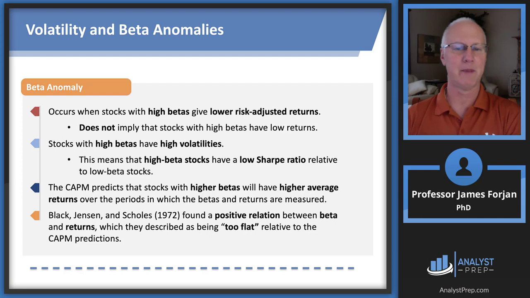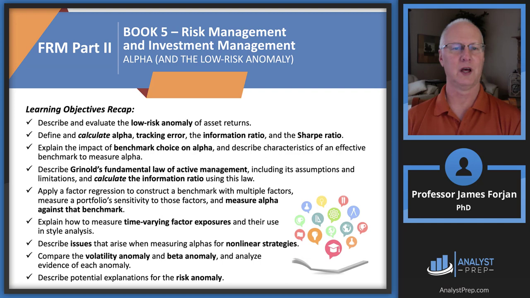That takes us through those learning objectives. What's the most important thing? The low risk anomaly, and then the discussion we had on Warren Buffett and those results. I think those factor analyses fit in with this series of chapters.